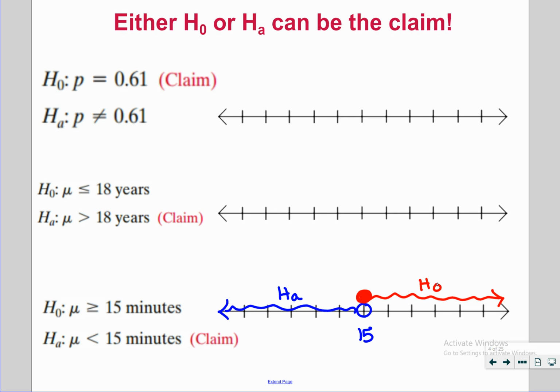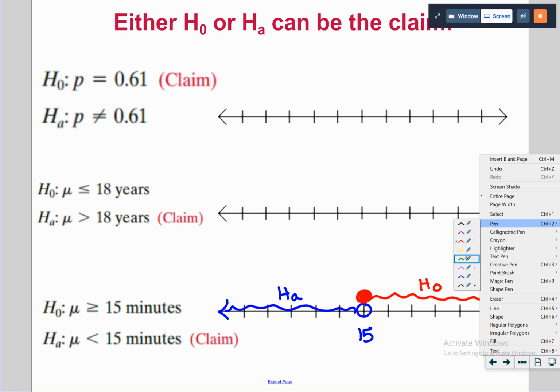The one above it, the claim is again the alternative hypothesis, that the mean is greater than 18 years. So I'm going to find 18 on there somewhere.